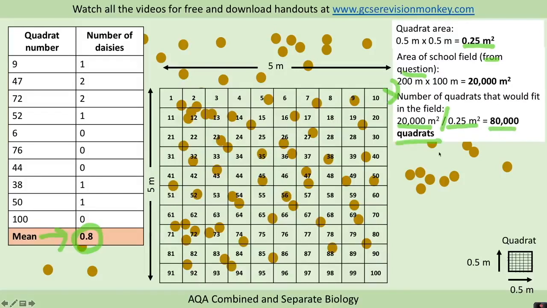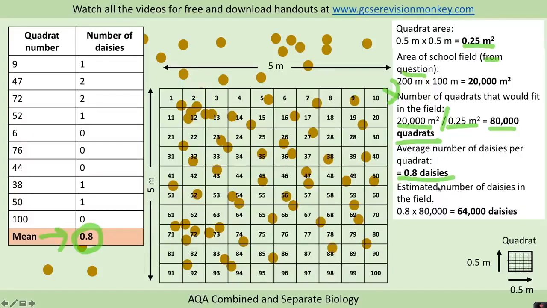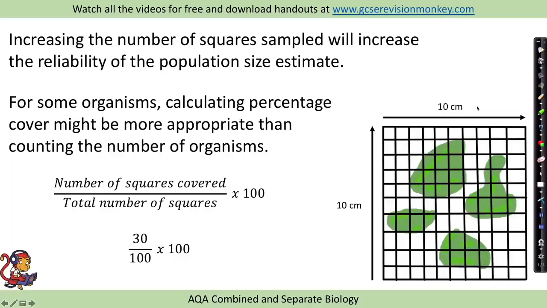quadrats. So if 80,000 quadrats fitted in our field, and the number of daisies in each quadrat was 0.8 as an average, then the estimated number of daisies in the whole field would be our number per quadrat multiplied by the number of quadrats that would fit in the field. So 0.8 times 80,000 would give us a total estimate of 64,000 daisies.